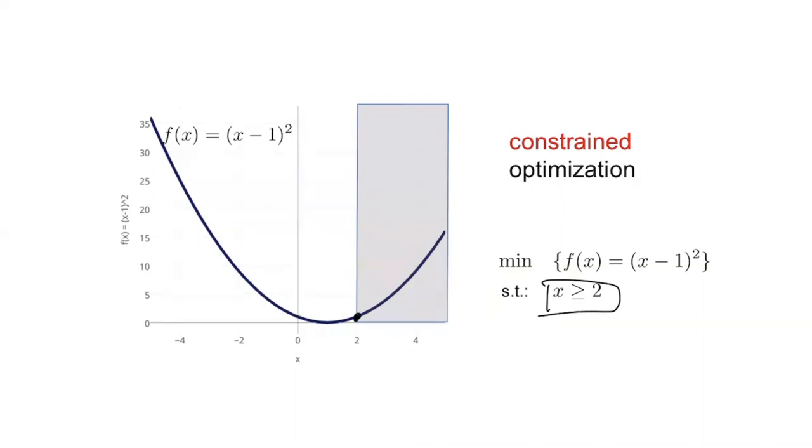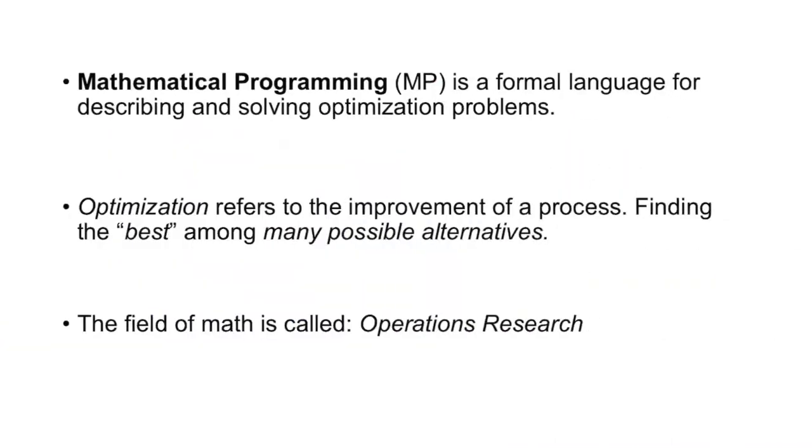Okay, so we are going to deal with this. We are going to speak this mathematical language, which is called mathematical programming, to solve this type of optimization problems. I will come back later. So mathematical programming is basically just a formal language for modeling, which is how you describe the problems and how you solve these optimization problems.